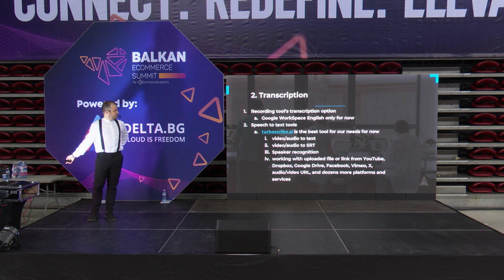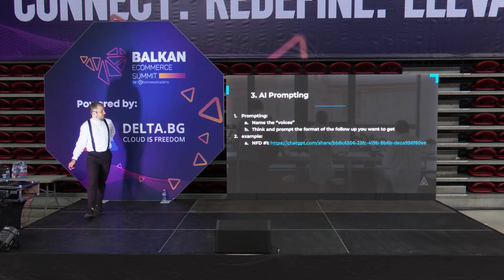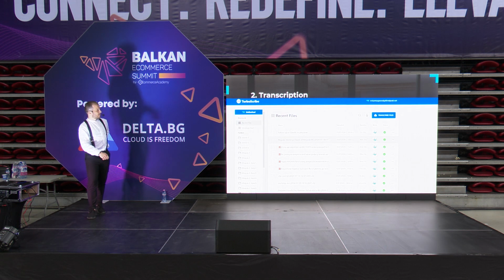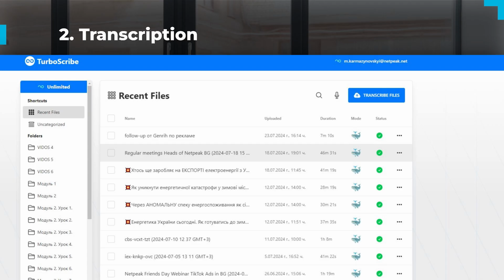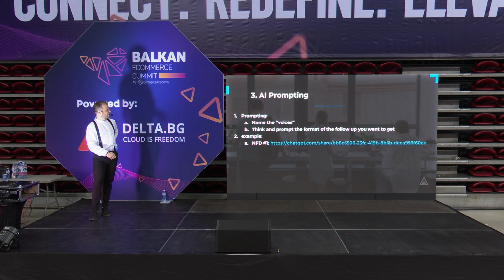so on. After that, this is how the TurboScribe interface looks. This is a list of our files that we're going to transcribe. After that, we do prompting and name the voices. If there are two speakers, we can name speaker 1 as me and speaker 2 as Nikolai, and so on. After that, we're going to have a really customized summary.